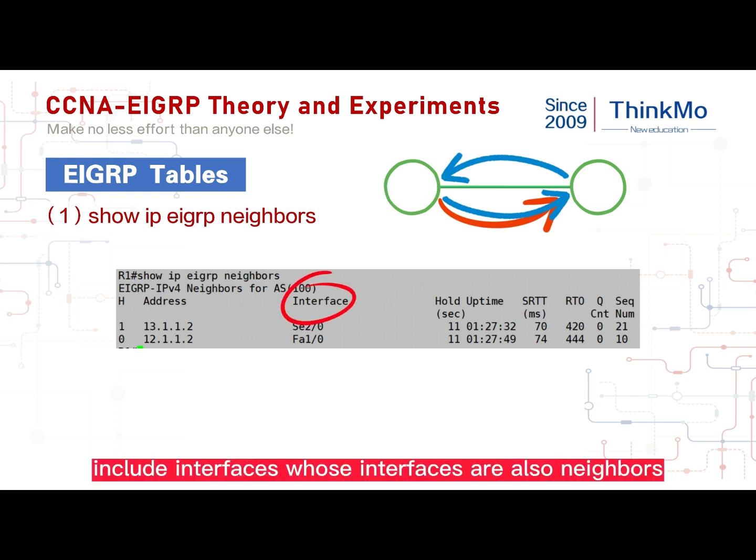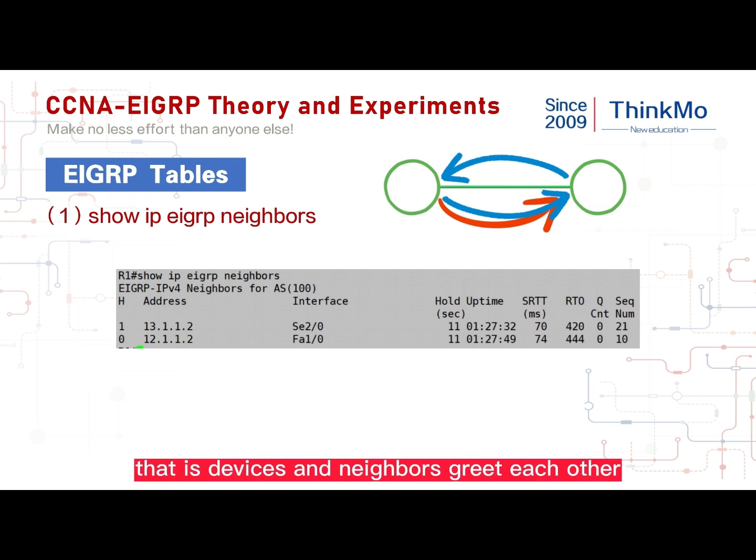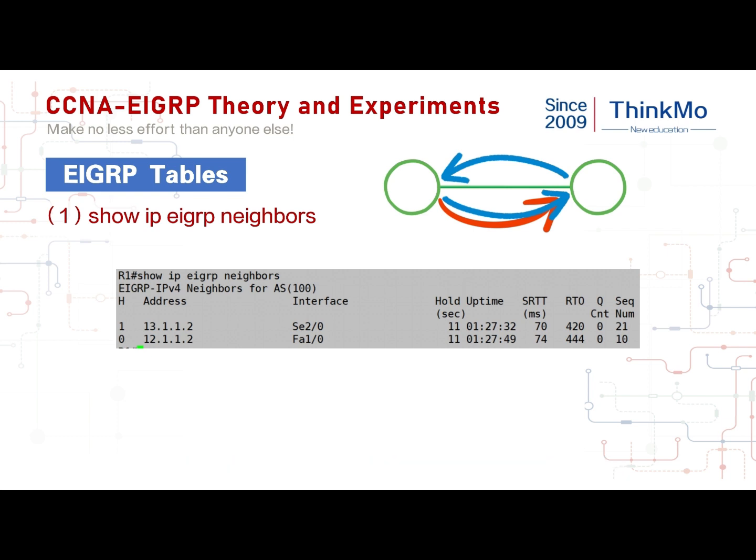The interface listed is also the neighbor's, and neither is the device's own interface. Go down and look at this uptime first. This is how long the neighbor has lasted. That is, the device and the neighbor have been greeting each other from the beginning to the present, the time they've been together.